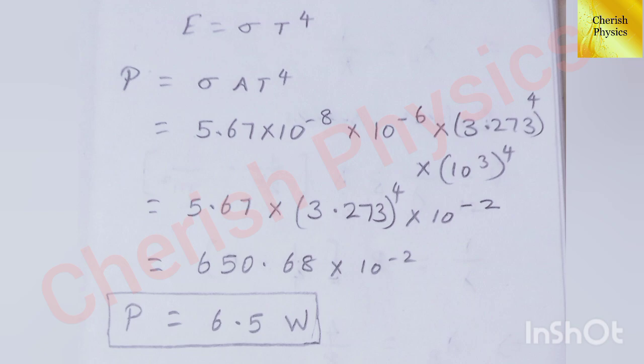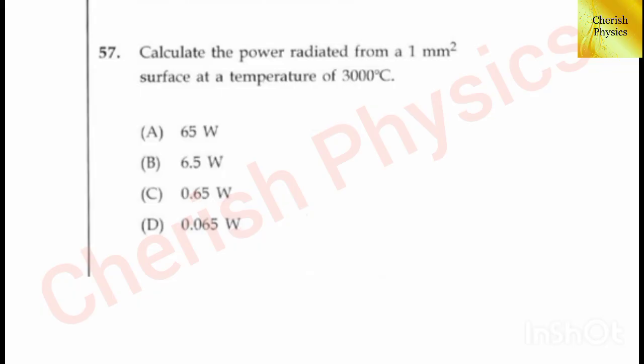By simplifying the powers of 10, we get 10 to the power minus 2 only. Multiplying the two terms, we get the answer as 650.68 into 10 to the power minus 2. Hence, the power radiated P equal to 6.5 watt. The answer is option B.